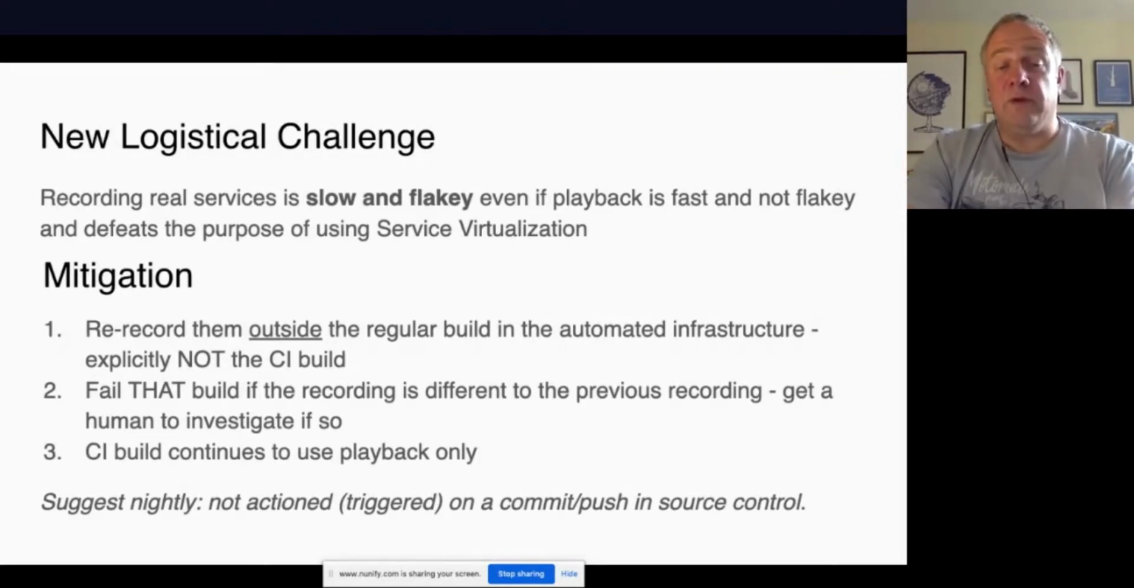So the CI build continues to use playback only and takes advantage of the fact that it always passes and is always fast, or at least if it fails for some other reason that is also investigatable, but none of the flakiness or slowness manifests itself in the playback of service virtualized services.